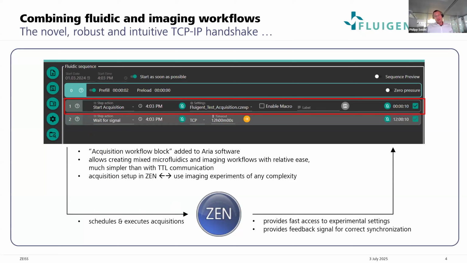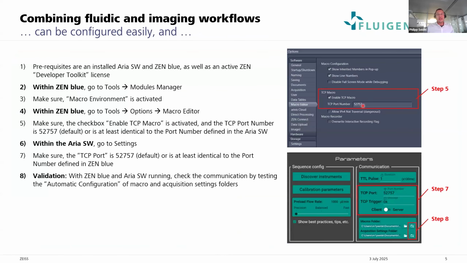If people, for whatever reason, still need TTL, maybe because they need very fast responsiveness of the instruments, they can still use it. But if they want something more usable and easy to set up, they can use this. The setup of the TCP/IP communication protocol is also very simple in both softwares. As I said, they are equipped with this communication feature, and you just have to go to the option, enable TCP signaling, and make sure it's the same port that they talk to each other. Everything else happens in the back end.